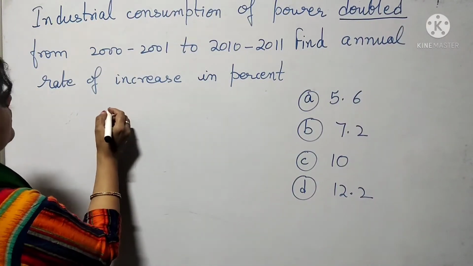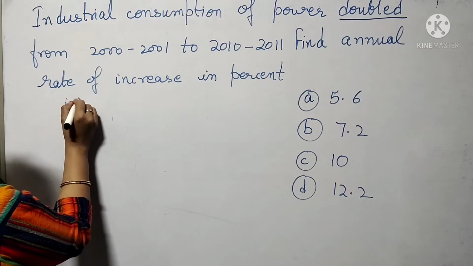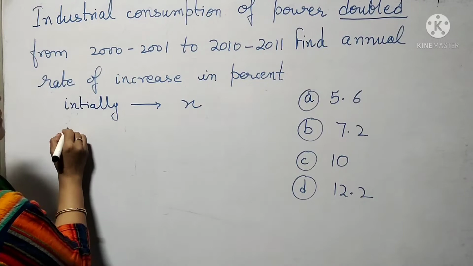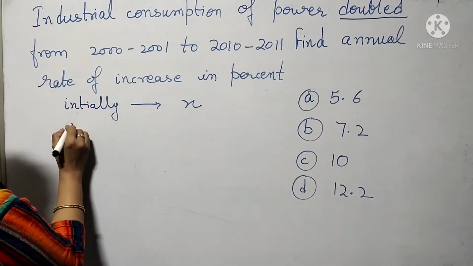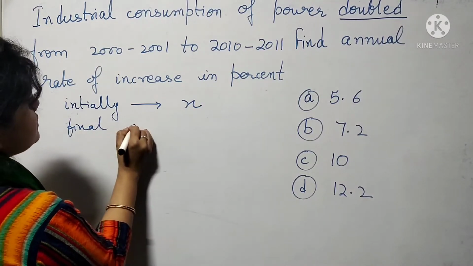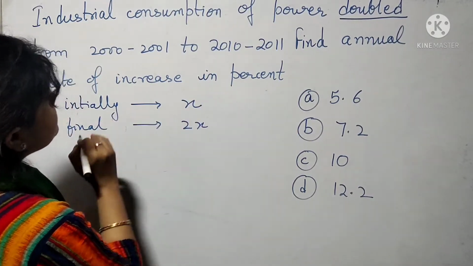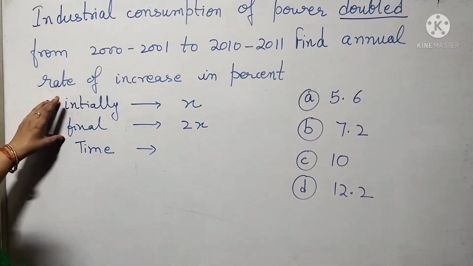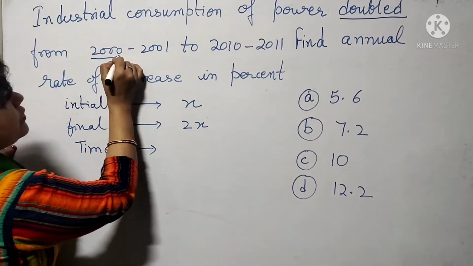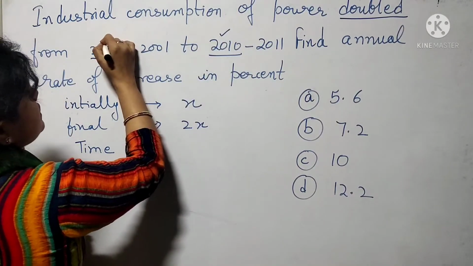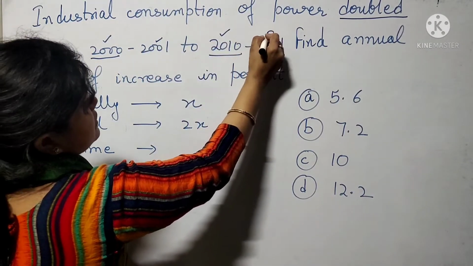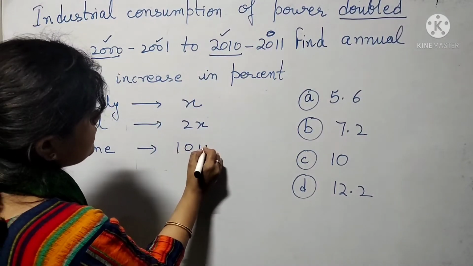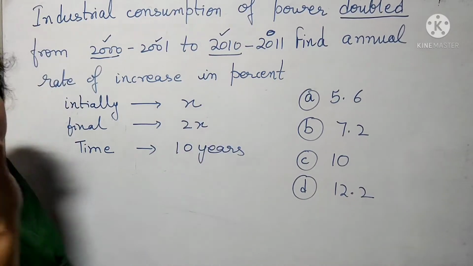That means if initially the consumption is x, then in some time the final consumption becomes double, that means 2x. Now how much time does it take to double its consumption from 2000 to 2010? Either you consider these two, or you consider these two. So there are 10 years in between them. So in 10 years the consumption becomes double.